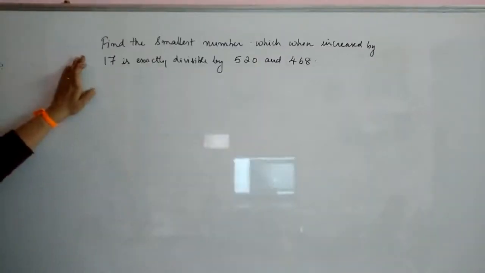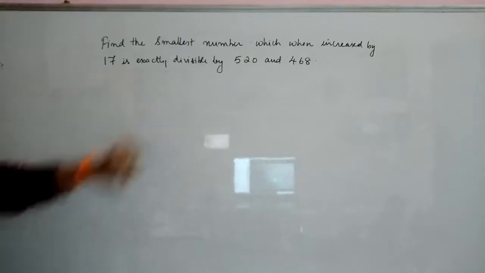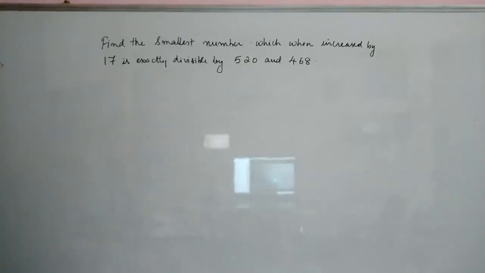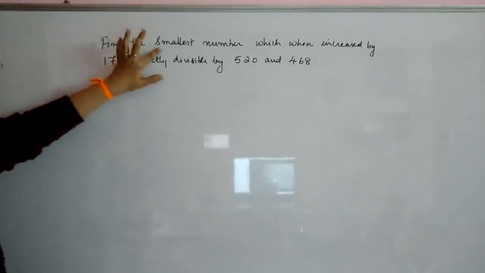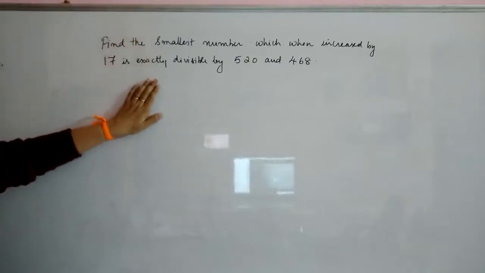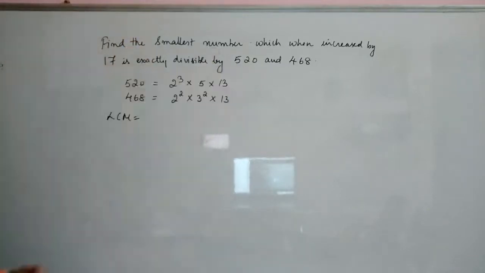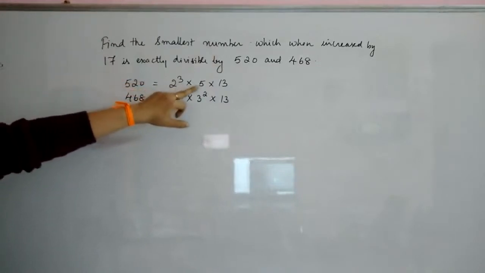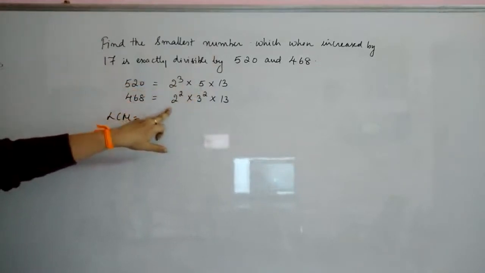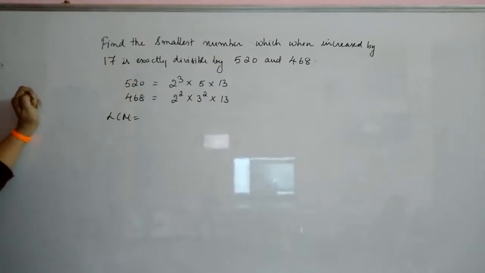Find the smallest number which when increased by 17 is exactly divisible by 520 and 468. Okay, so smallest number you have to find out means you have to find out the LCM of these two given numbers. So 520 can be represented as 2 into 2 into 2 into 5 into 13, and 468 is 2 into 2 into 3 into 3 into 13.